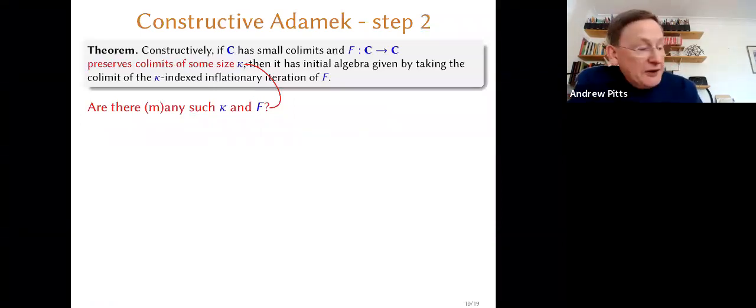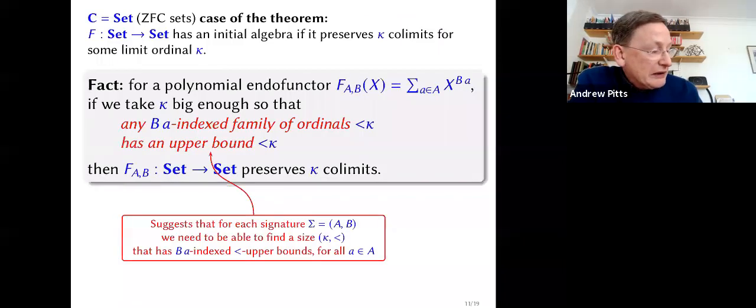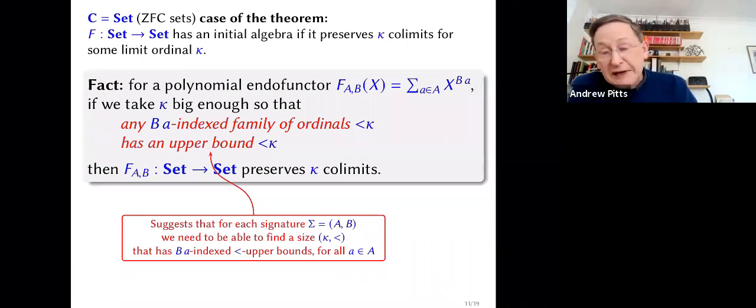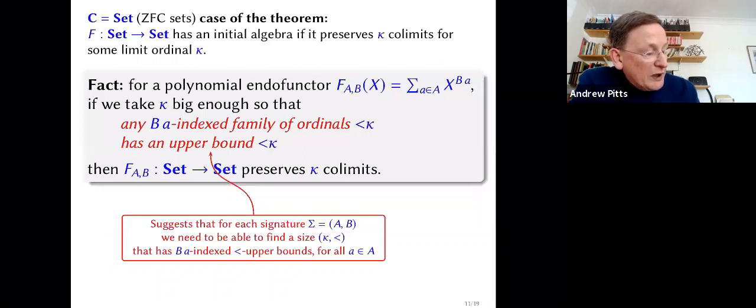Well, if you think back to the classical situation, we saw, for example, that the polynomial endofunctor preserved colimits of a certain ordinal size because the ordinal had the property that it was closed under arity-sized families. You could find upper bounds for arity-sized families within that ordinal. So it suggests that for each signature, in other words each container, we need to be able to find a size kappa which is big enough in the sense that it has upper bounds not just for finite sets of things, but for any possibly infinitary arity-indexed family of things. And the interesting thing is that actually you can do that.